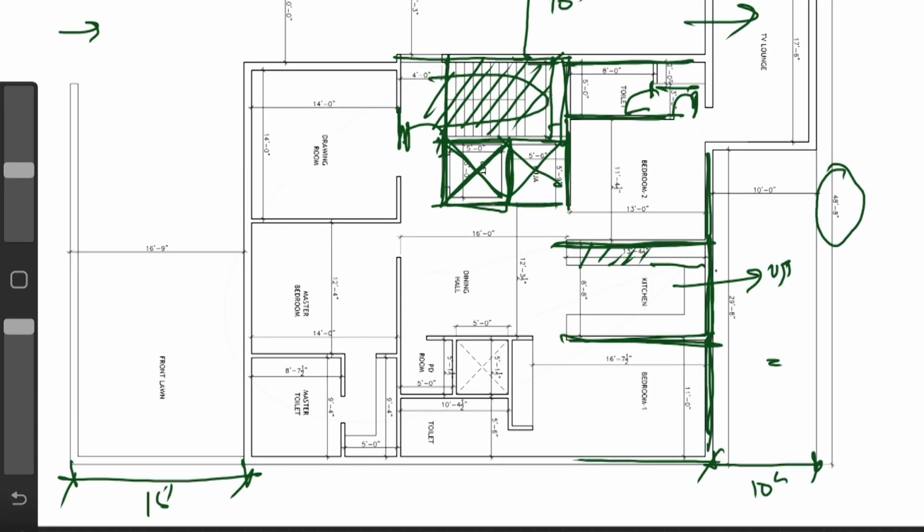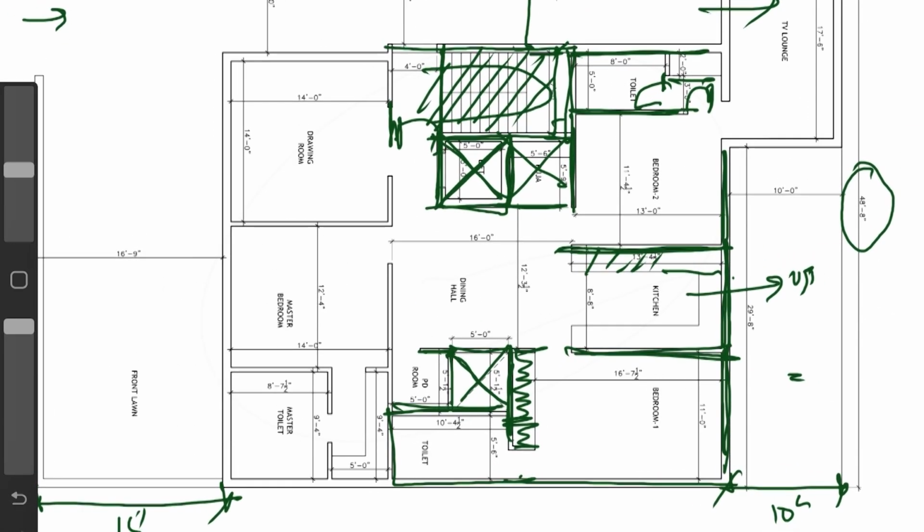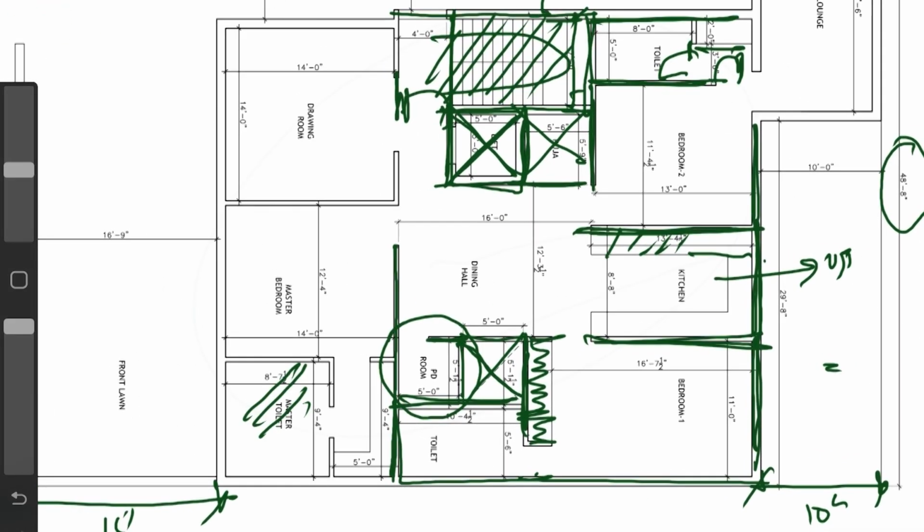This is bedroom 2. I created a wardrobe over here. This is the attached toilet. The ventilation of this attached toilet is done from here. And this is the powder room that I created. Wherever you're designing, always try to give them a powder room. Or if it is not possible for you, create a common washroom.